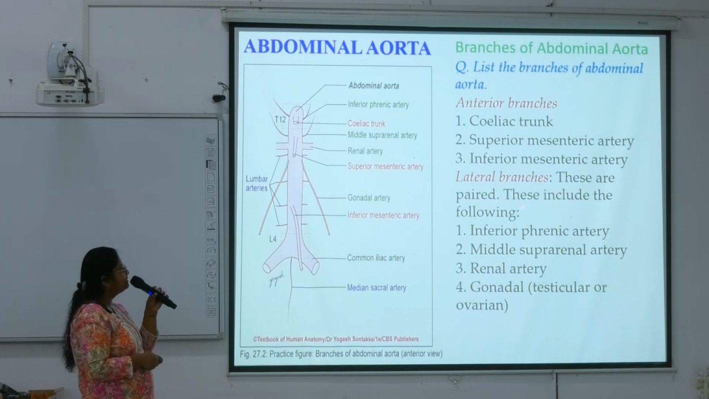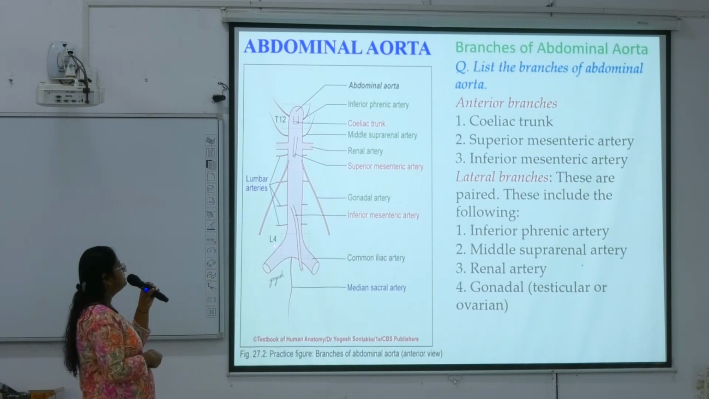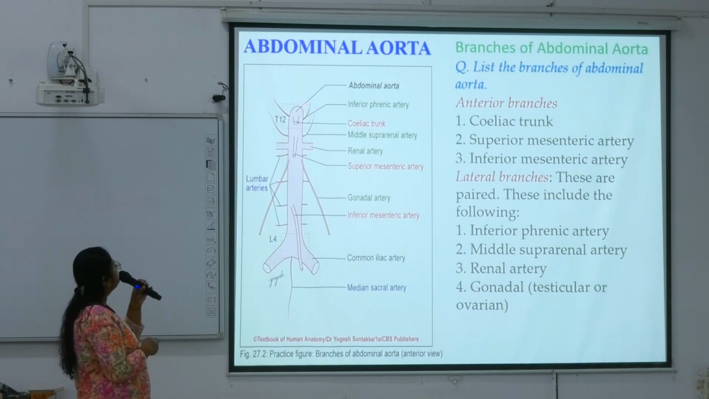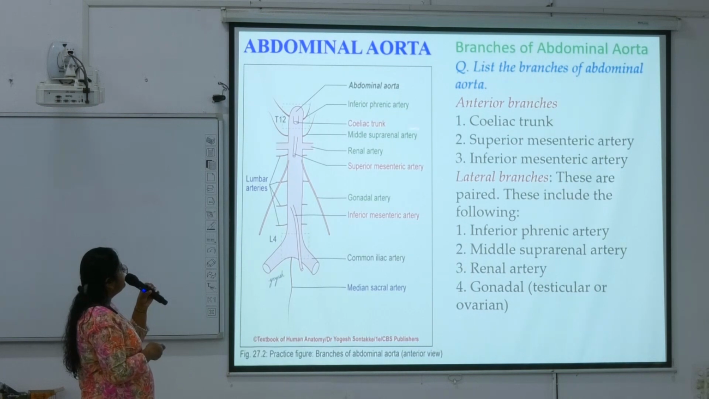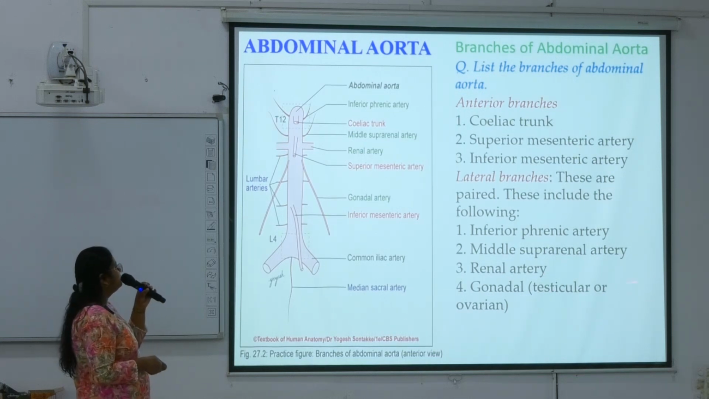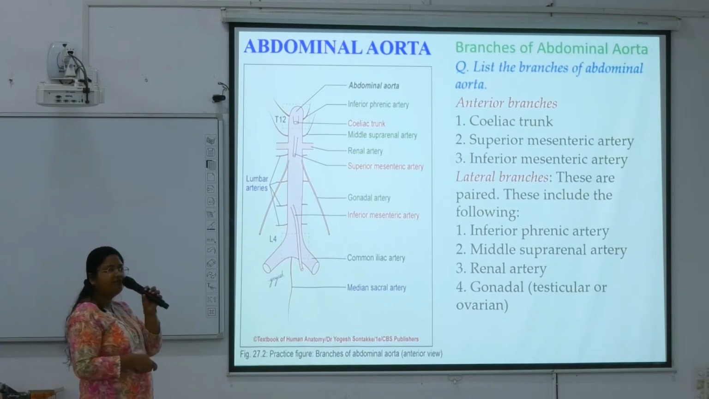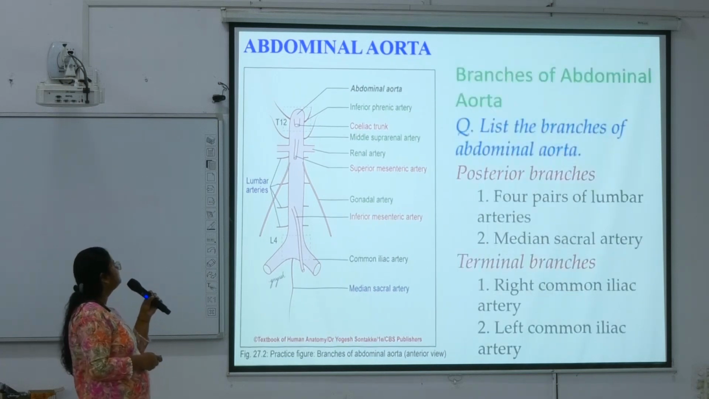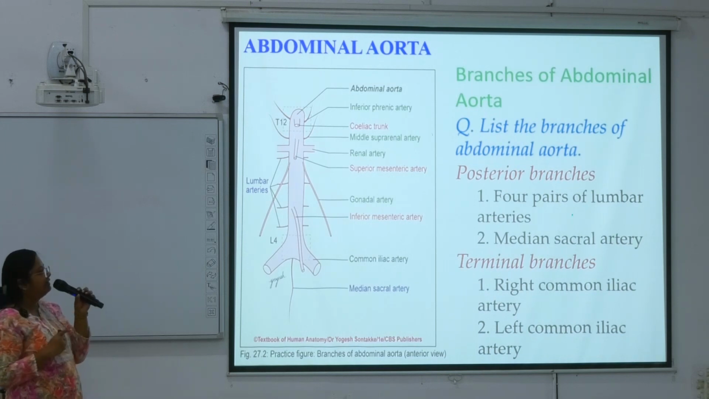Then there are lateral branches. These are paired branches. These are single in number: celiac trunk, superior mesenteric, inferior mesenteric. Lateral branches are paired. They include these arteries: inferior phrenic artery. Here are the inferior phrenic. The green colored ones are the lateral branches. Then middle suprarenal artery supplying the suprarenal gland. Then renal artery, these two supplying the kidneys. And gonadal artery, testicular artery for male, ovarian artery for female. Here are the gonadal arteries. So these four were the lateral branches.